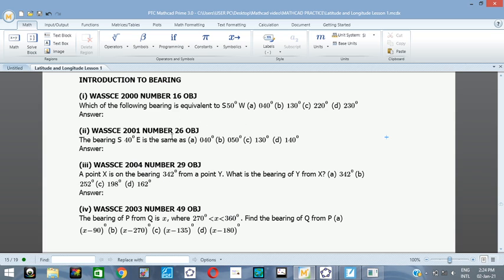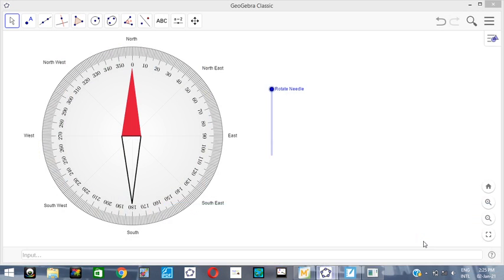If you understand this, I'm telling you the truth, you're not going to have any problem with the topic bearing. Just follow all I'm going to show you and you'll see that the topic is very simple. So let me start by showing you this.